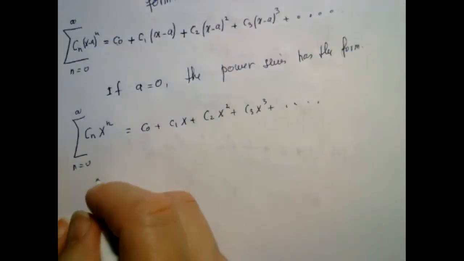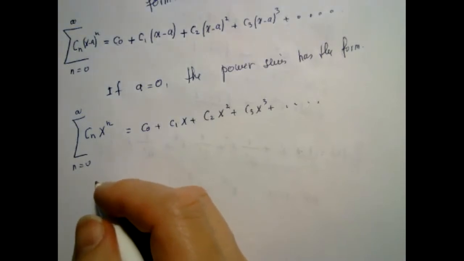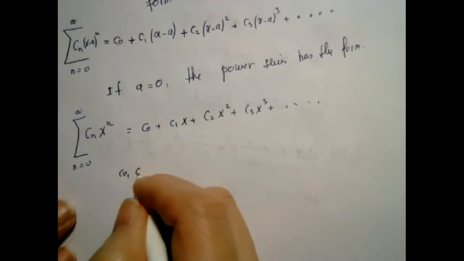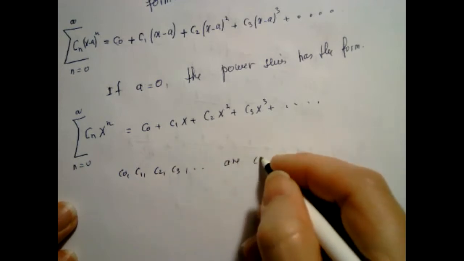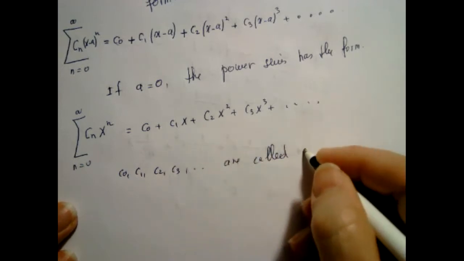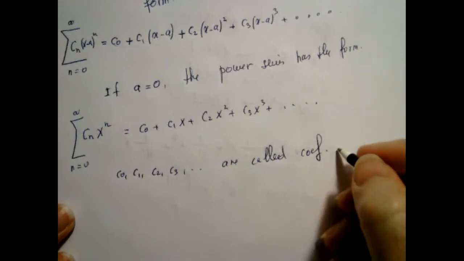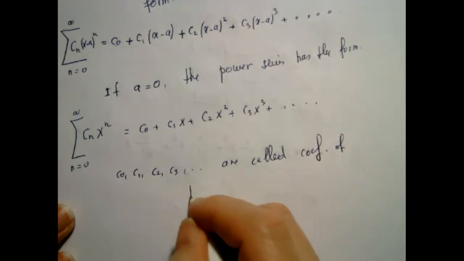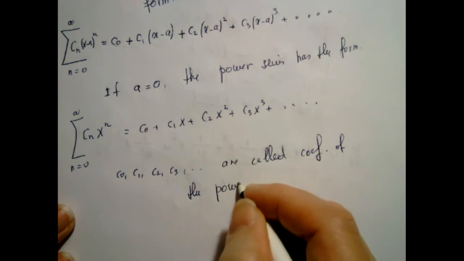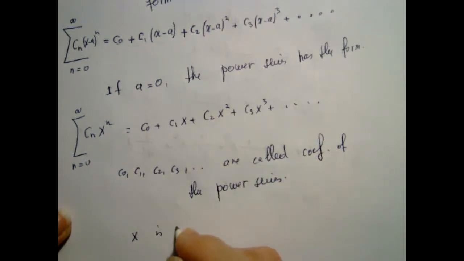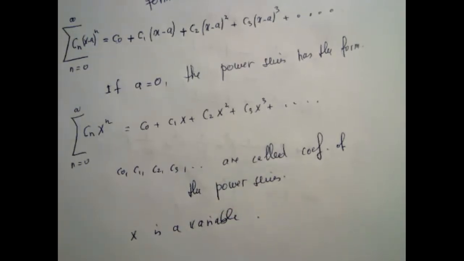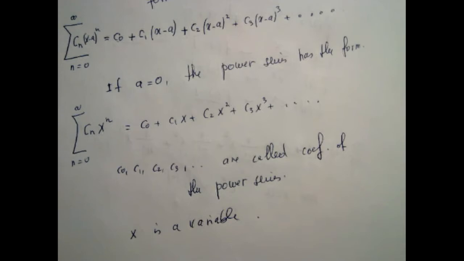Now let us note here, in a power series, C0, C1, C2, C3, etc., are called coefficients of the power series. Okay, x is a variable, so x is going to change. All right, so now here is the question we're going to address.